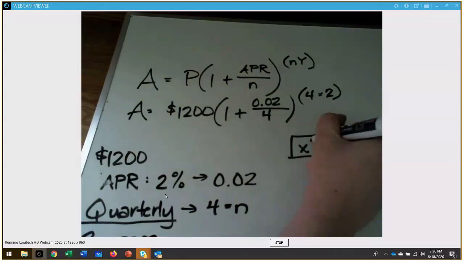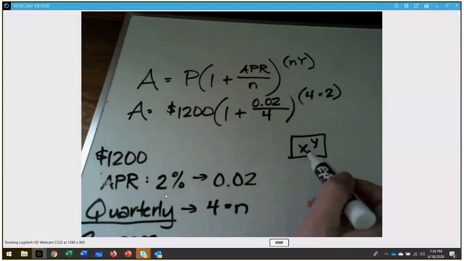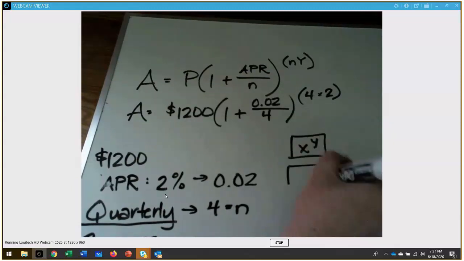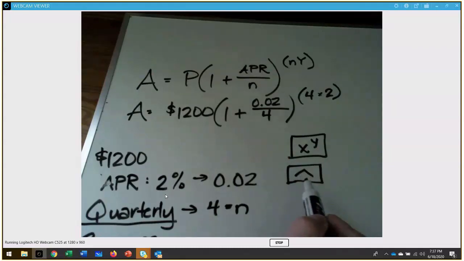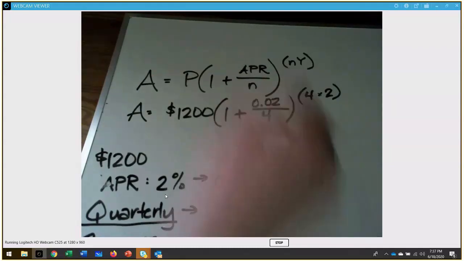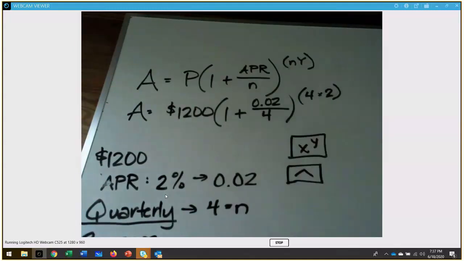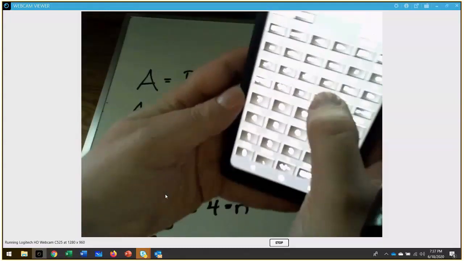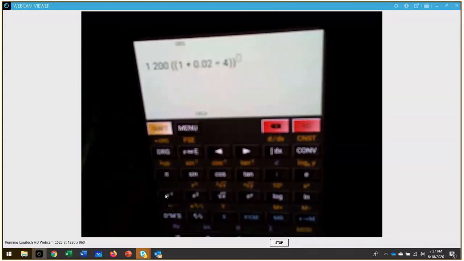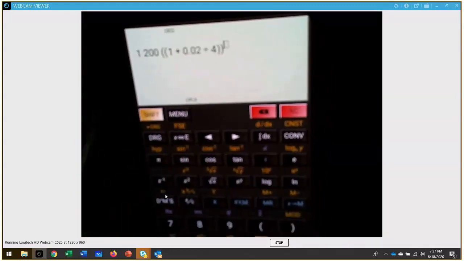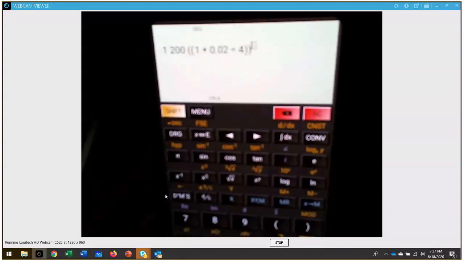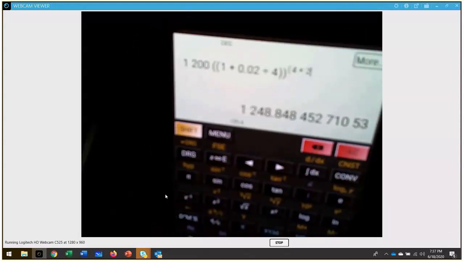Or an XY button. I have that button for my exponent, but most of you, if you have a regular calculator, are going to want to look for a key that looks like that. That's called a caret, and that is going to put you up into the exponent. So I'm going to press my XY button here, and you'll see it put me up top now in that exponent spot.